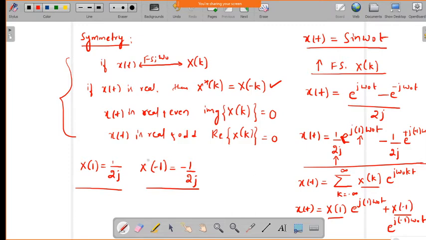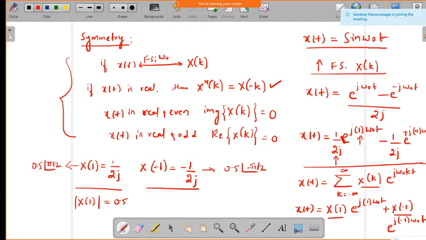Now if you write the magnitude spectrum, converting from rectangular to polar form, you will get the magnitude of x of 1 as 1 over 2, which is equal to 0.5, at an angle pi by 2. Similarly for x of minus 1 you will get 0.5 at an angle minus pi by 2. Check it once, whether it gives the same value.